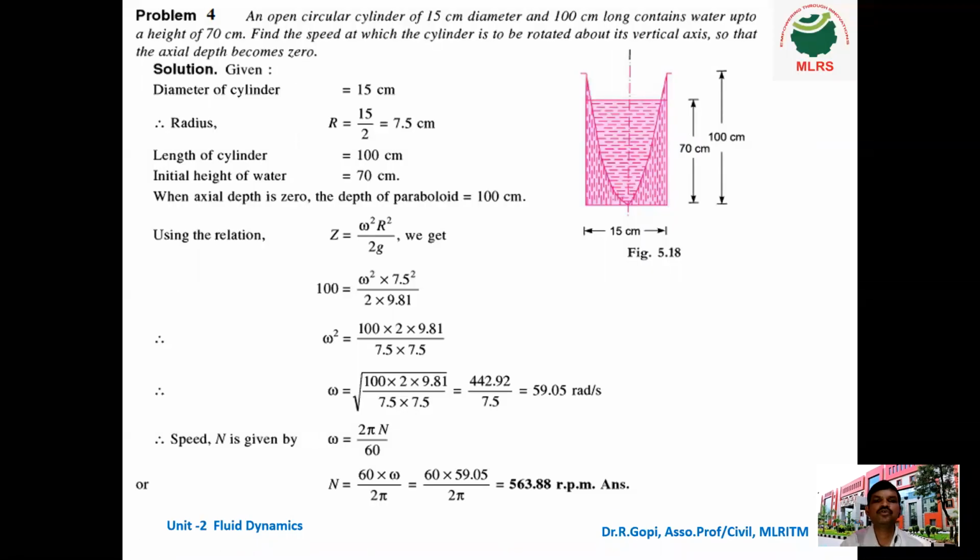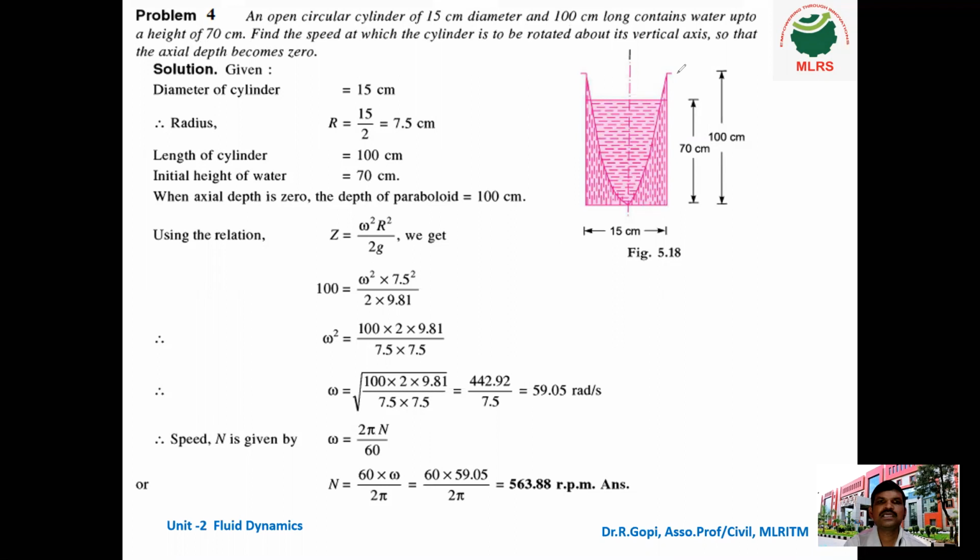Students, now we will move to the fourth problem. I'll read the question. Please follow. An open circular cylinder, 15 centimeter diameter and 100 centimeter long, contains water up to a height of 70 centimeter. Please see this diagram.